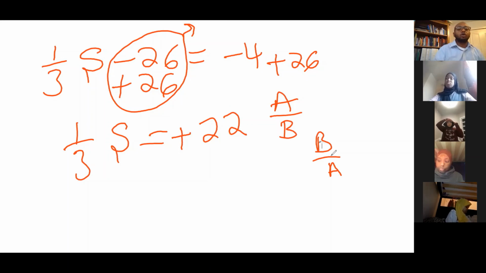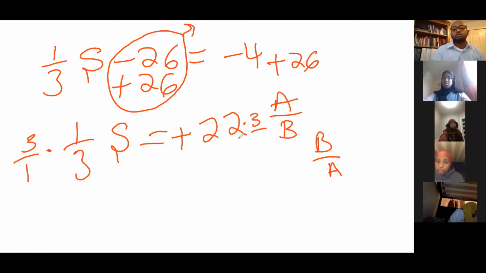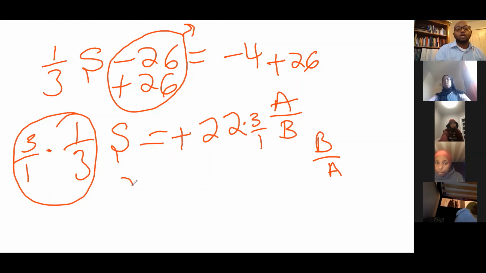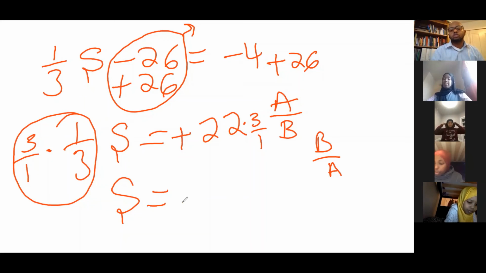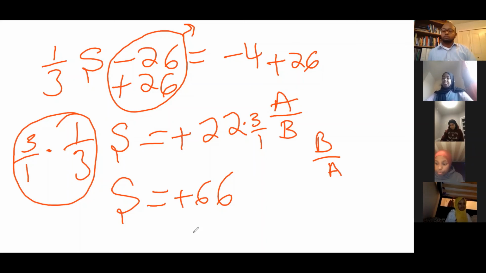So the reciprocal of 1/3 is 3/1. Multiply 3/1 here, multiply 3/1 here. So this is gone, it's 3/3, it's 1. We have s only, and here we have 3 times 22. Both of them are positive, so the answer will be positive. 3 times 2 is 6, and 3 times 2 is 6. Your answer is 66. Is that clear?